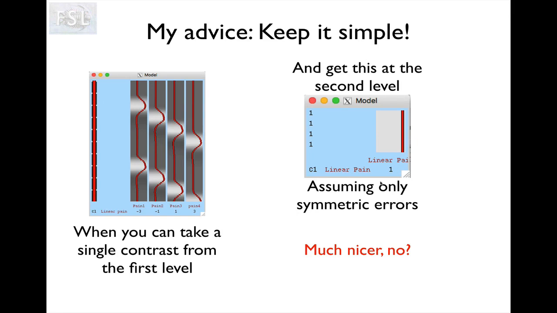Much nicer now. So my advice is that whenever, and you pretty much can always do this, set up the complicated contrast you're interested in at the first level, and then take something very simple to the second level, so that you end up with a model like this, or at worst 2 groups in the model. You can pretty much always do this, and then the assumptions regarding exchangeability are pretty much always true.